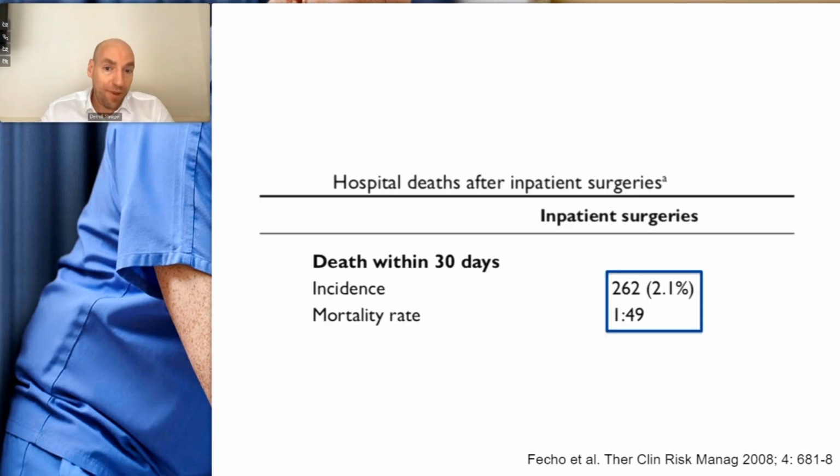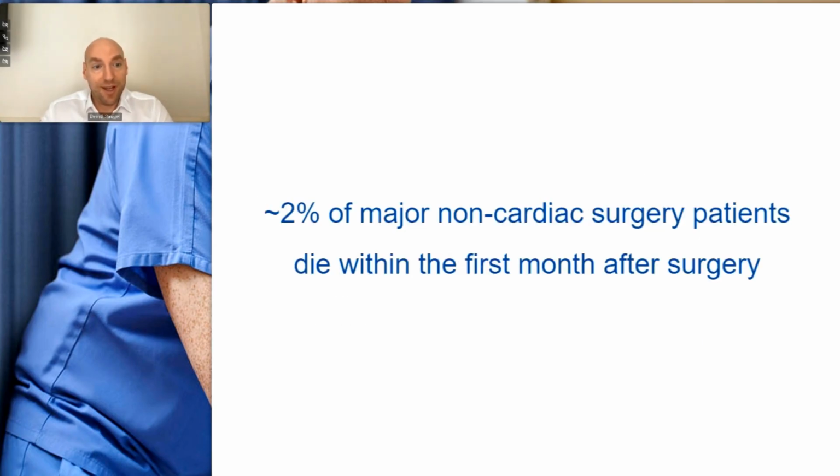And this is not a European problem. The same is true in the United States. These are data from the United States. Again, the postoperative mortality rate within a month after surgery is about 2%. And so we can say that in Europe and in the United States, about 2% of major non-cardiac surgery patients die within the first months after surgery.